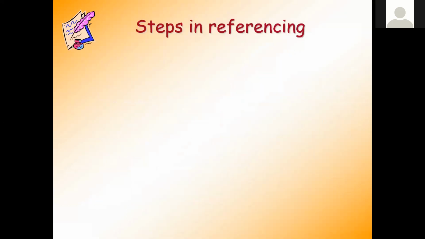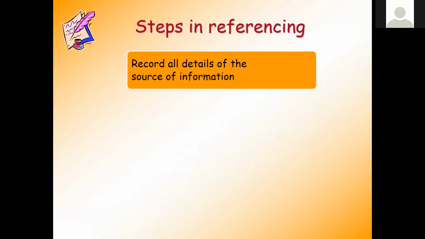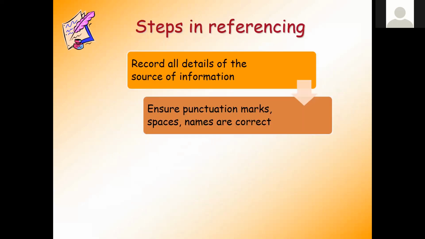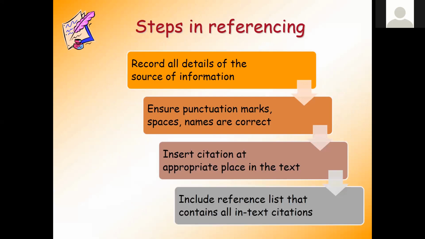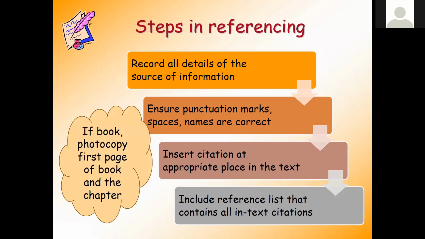Okay. So what are the steps? You need to record all details of the source of information. Ensure all the punctuation marks, spaces, names, everything is correct. Insert it in the appropriate place in the text and then include a reference list that contains all in-text citations. So these are the steps when you're writing a paper. Previously, when we were doing it all manually, this was what we have done. Nowadays, it is not necessary. I'm sure all of you are familiar with using bibliographic software.